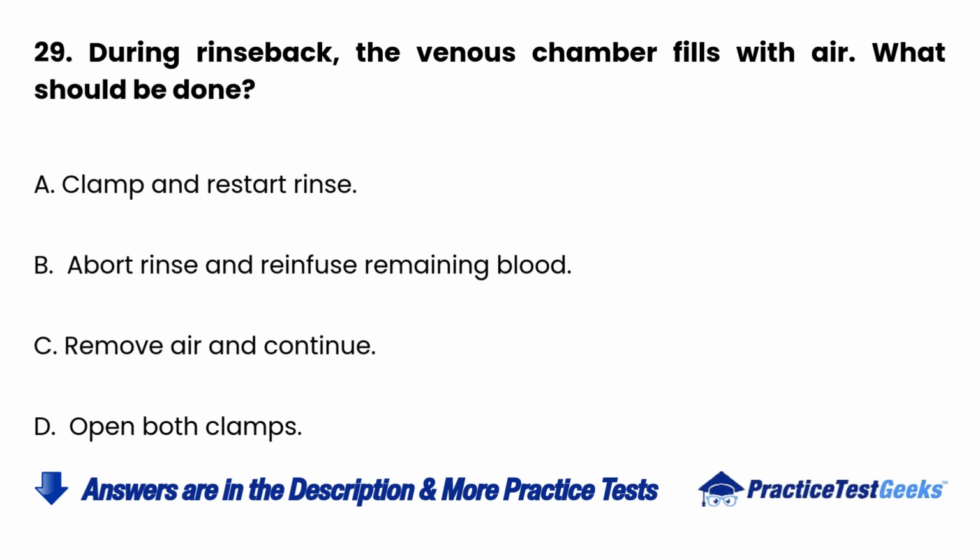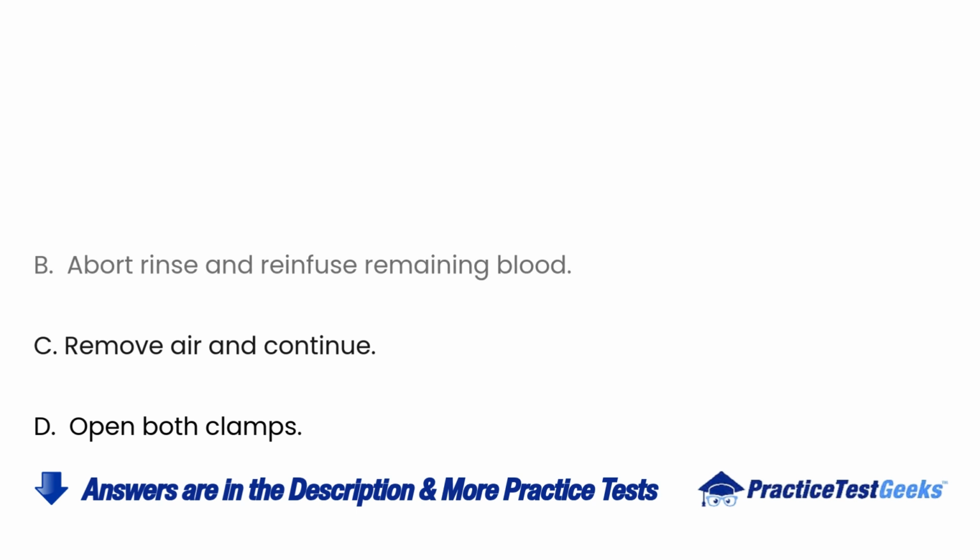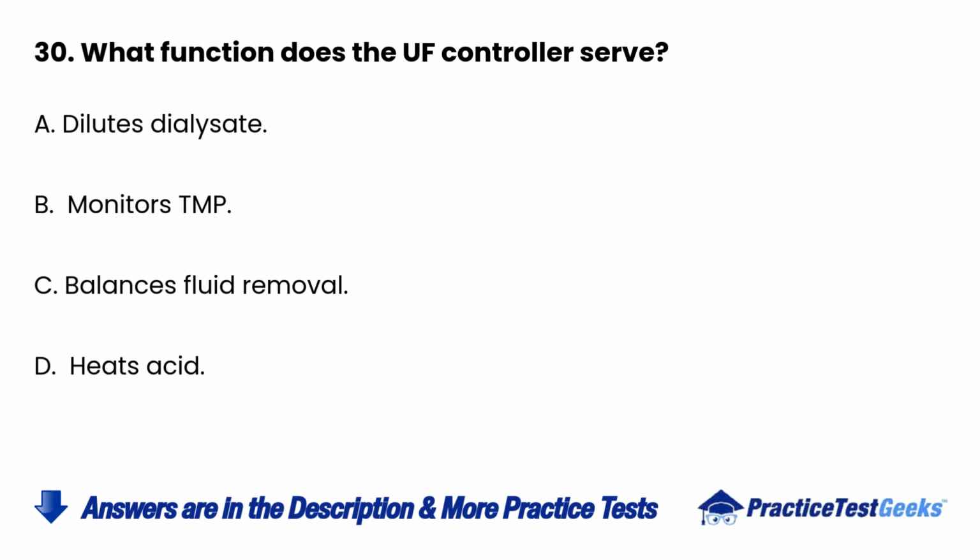What should be done? A. Clamp and restart rinse. B. Abort rinse and reinfuse remaining blood. C. Remove air and continue. D. Open both clamps. 30. What function does the UF controller serve? A. Dilutes dialysate. B. Monitors TMP. C. Balances fluid removal. D. Heats acid.